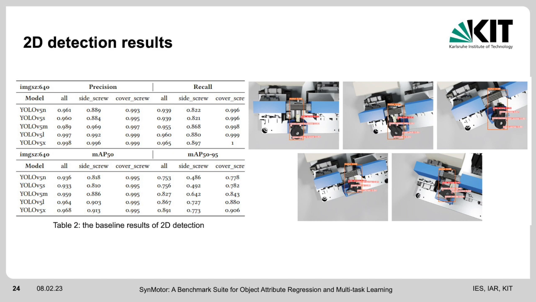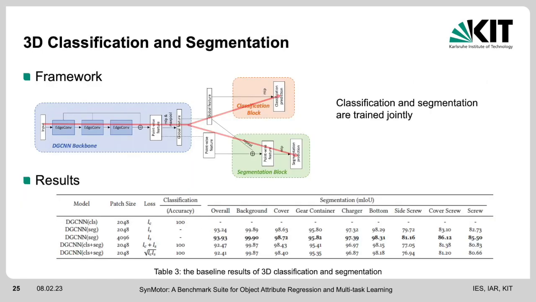For the detection task, we give baseline results on the 2D image dataset. The well-known YOLO models of different sizes are used. The table shows the YOLO framework achieves remarkable performance on detection tasks. The mAP performance also improves as a larger network model is used. For 3D classification and segmentation tasks, we use DGCNN as the network backbone to produce baseline results.